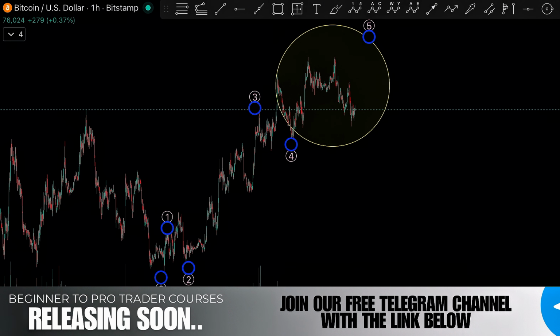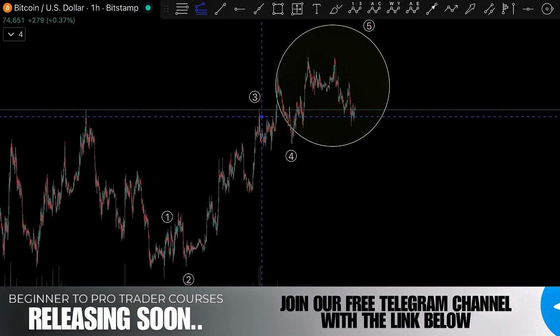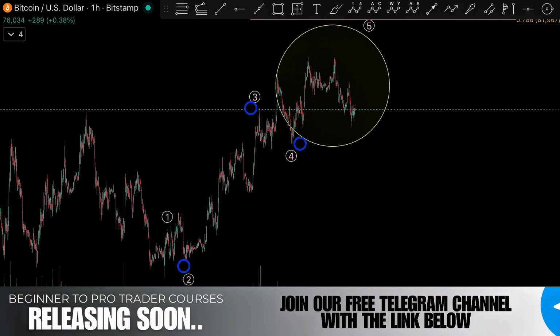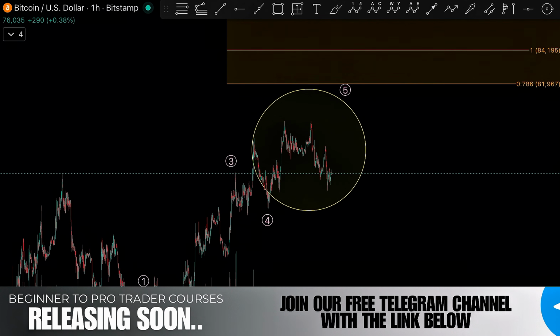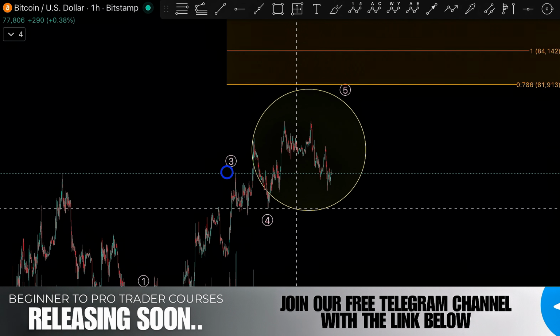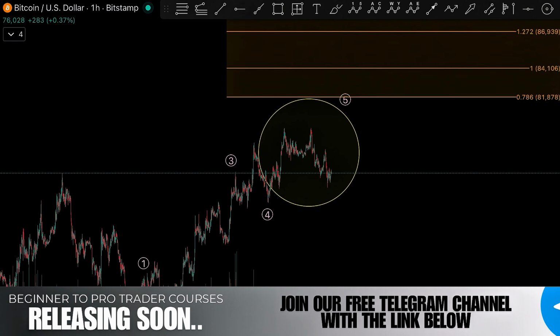So why is the target 81.7K? This is nothing but a fib level which is drawn from 2 to 3 and 3 to 4. That is the minimum it comes to. This is not exact. I have to use the magnet to understand the exact levels, but let me draw it exact. Yeah, and all the points should be exact. Then we can get the proper number.